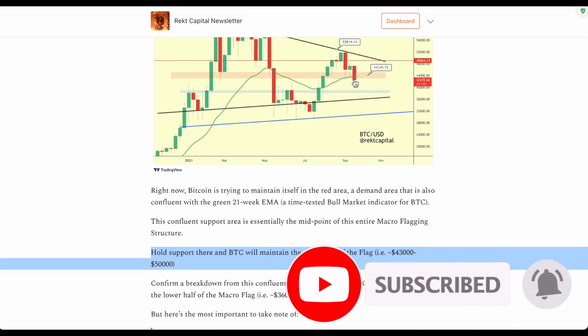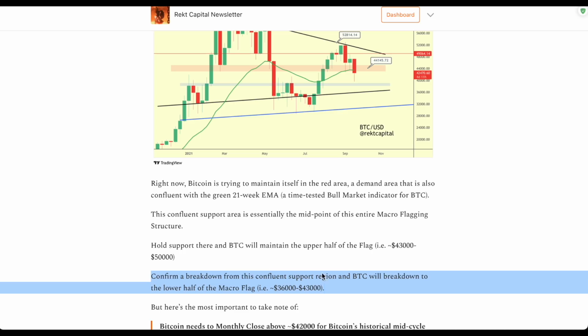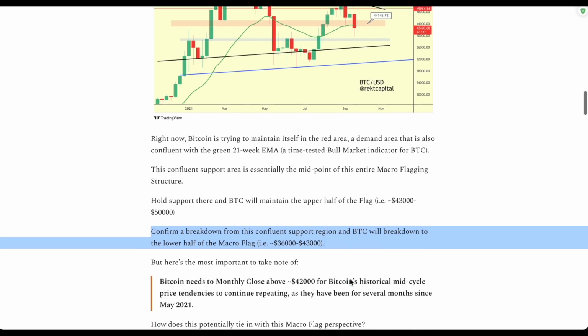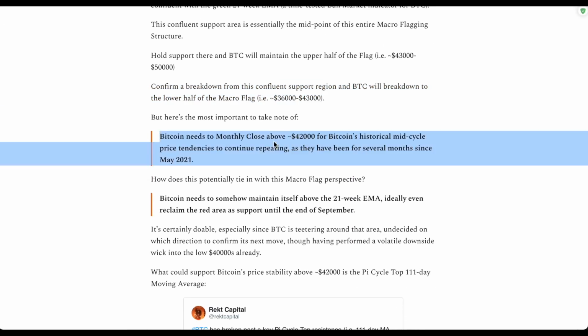Because if it breaks down, if it confirms a breakdown from here, it's going to revisit the lower half of this macro flagging structure. So breaking down from this red area and the 21-week EMA, we'd revisit the lower half of the macro flagging structure, which is 36 to 43,000. So essentially, what we need to be looking at here is that Bitcoin needs to close above 42K for its historical mid-cycle price tendencies to continue repeating, as they have been since May for several months now.